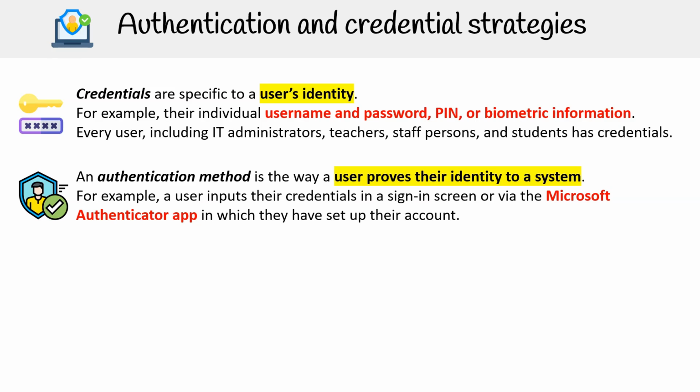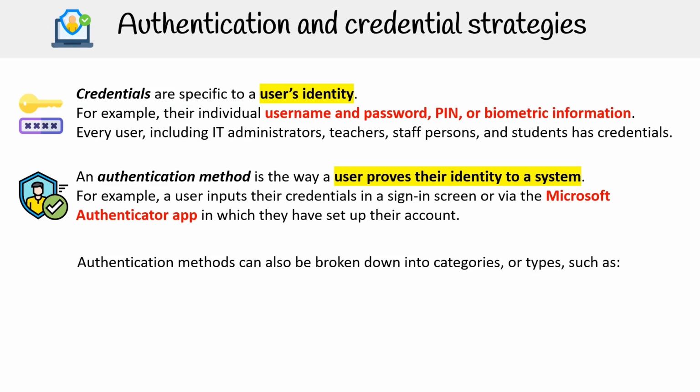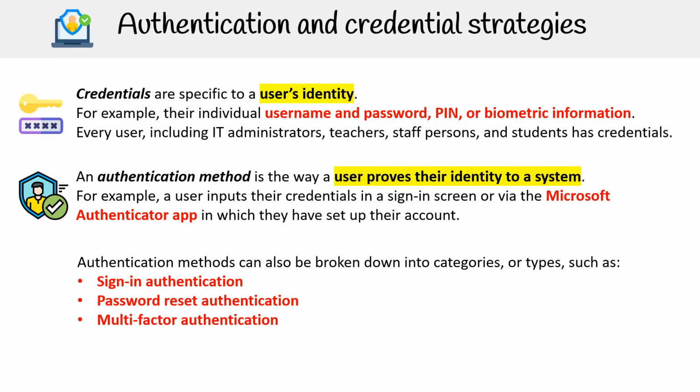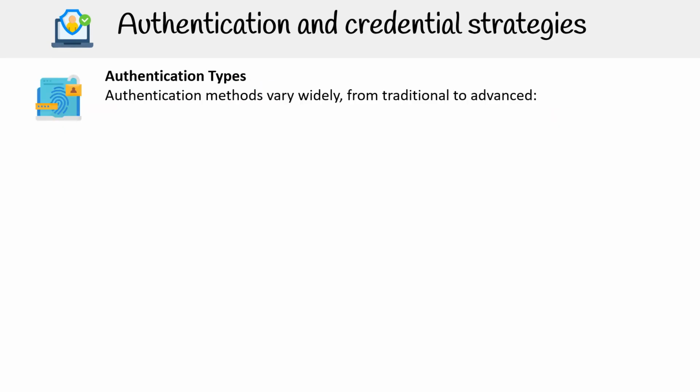For example, a user inputs their credentials in a sign-in screen or via the Microsoft Authenticator app in which they have set up their account. Authentication methods can also be broken down into categories or types such as sign-in authentication, password reset authentication, multi-factor authentication. Authentication types. Authentication methods vary widely from traditional to advanced.